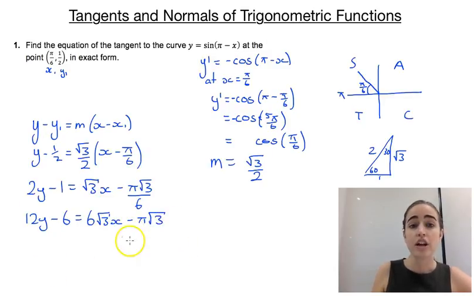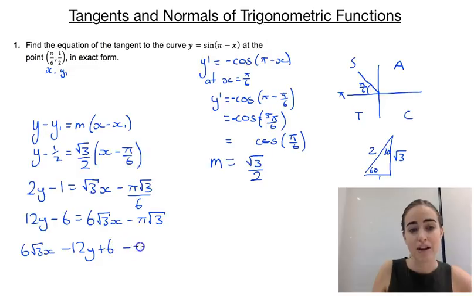And then I'm just going to write it in general form, so pull everything over to one side of the equal sign. So I'm going to pull these over this side. So we're going to end up with 6 root 3x minus 12y plus 6 minus pi root 3 is equal to 0. So this is the equation of the tangent to this curve at this given point.